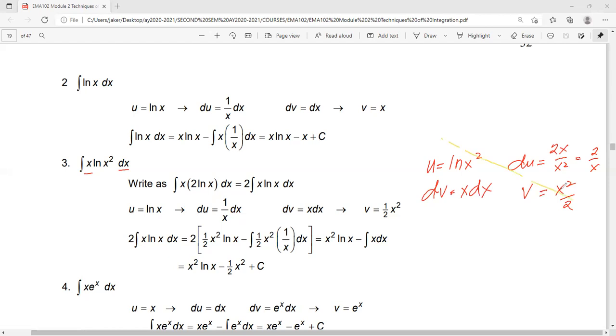So your first term is x squared over 2 ln of x squared. That's uv. Minus the integral of v du, so 2 over x times x squared over 2. The 2's will cancel each other, and this one will cancel. You have the remaining x dx. By the way, I forgot to write the dx here. There should be a dx. So you have x squared over 2 ln of x squared minus x squared over 2 plus c.